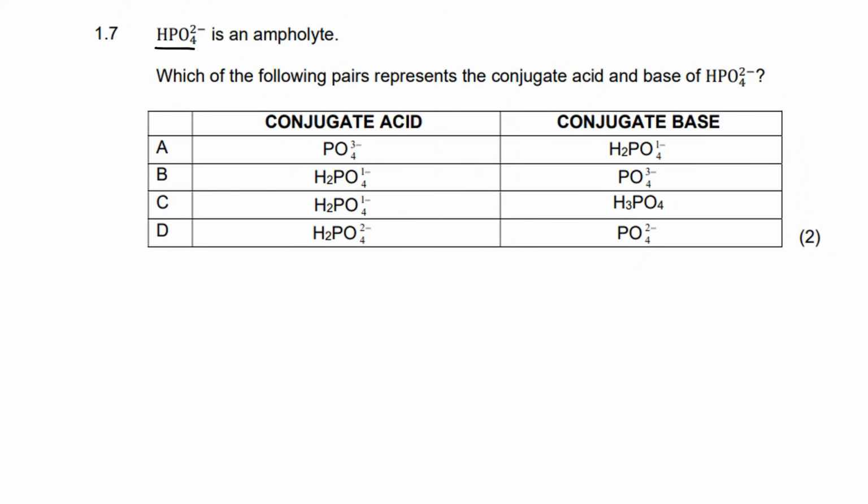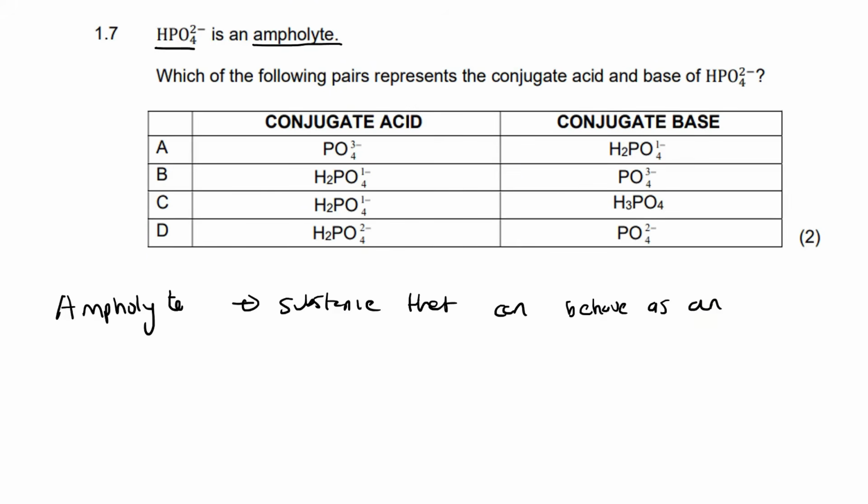HPO4 2- is an ampholyte. What is an ampholyte? An ampholyte, I'm going to call my child that one day, because then I can literally say that he's a lighty. Okay, that was terrible. What was I saying? Oh yes, an ampholyte is a substance that can behave as an acid and a base.